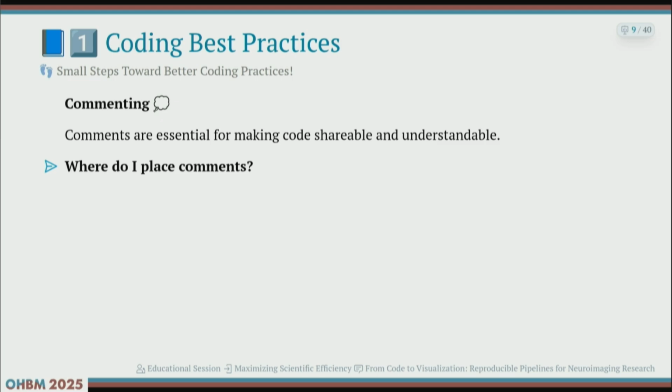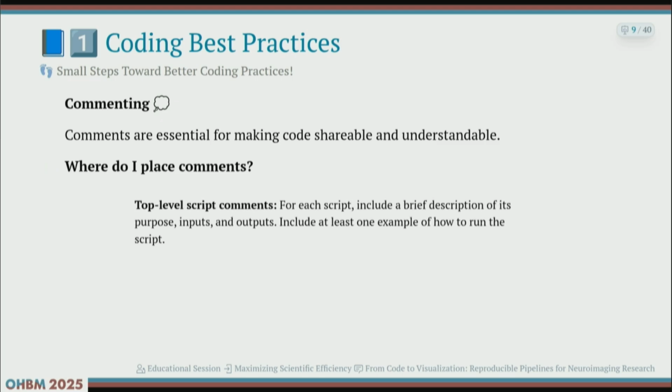Now the question is, where should I place comments? There are basically two main areas of your code that you ideally should place comments in. There's the top level script comments. This is basically if you're writing functions, it's like the doc string that you put in the function, or if you have different files for your script, there should be a usage kind of multi-line comment at the top of the code, and it usually should contain at least one example of how others could use that script.